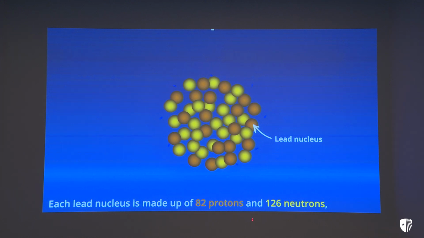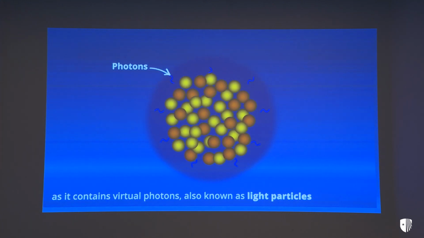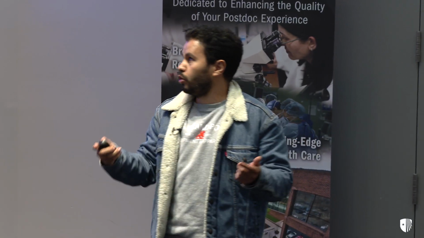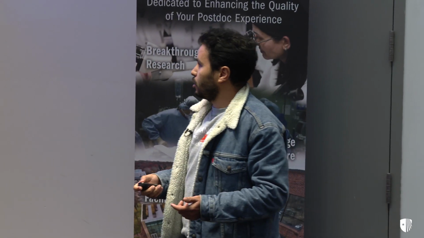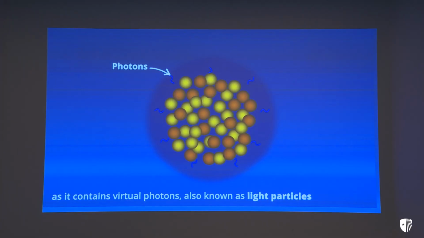The lead nucleus is made of protons and neutrons. The protons, as you know, are electrically charged, so they create a huge electromagnetic field around the lead nucleus. And this field is actually the key for this particular observation. Now you are wondering why, because this field actually contains photons, the photons number 1 and 2 that I mentioned in my previous slides, which will induce this particle interaction. And these lead nuclei are typically accelerated to almost the speed of light inside the tunnel.